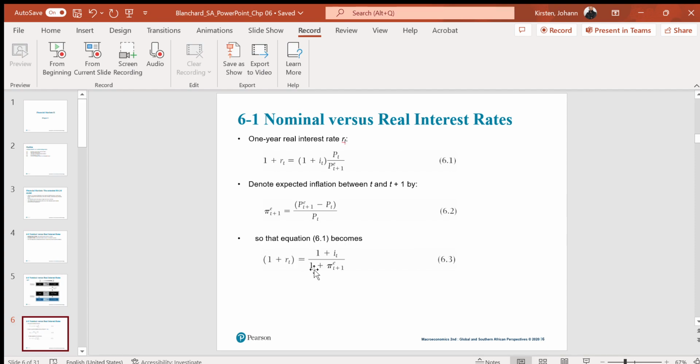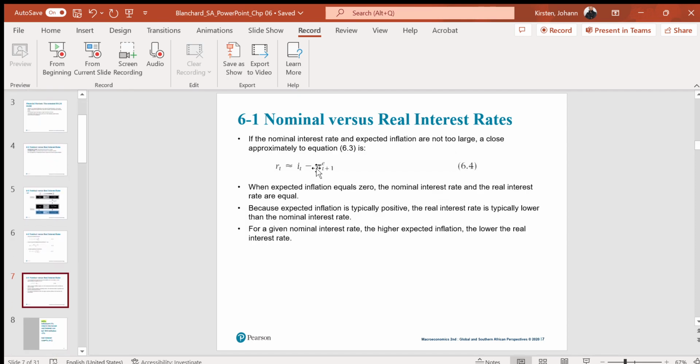Essentially, what you can get to is this formula here, which is one of the more important formulas in chapter 6, where you have your real interest rate as here: your nominal interest rate divided by the expected inflation, which is π(t+1), meaning expected inflation. And then what we can do is approximate this to get to our really important formula. This is a simplified version, but it's quite powerful in economics: the real interest rate is equal to the nominal interest rate minus the expected level of inflation.